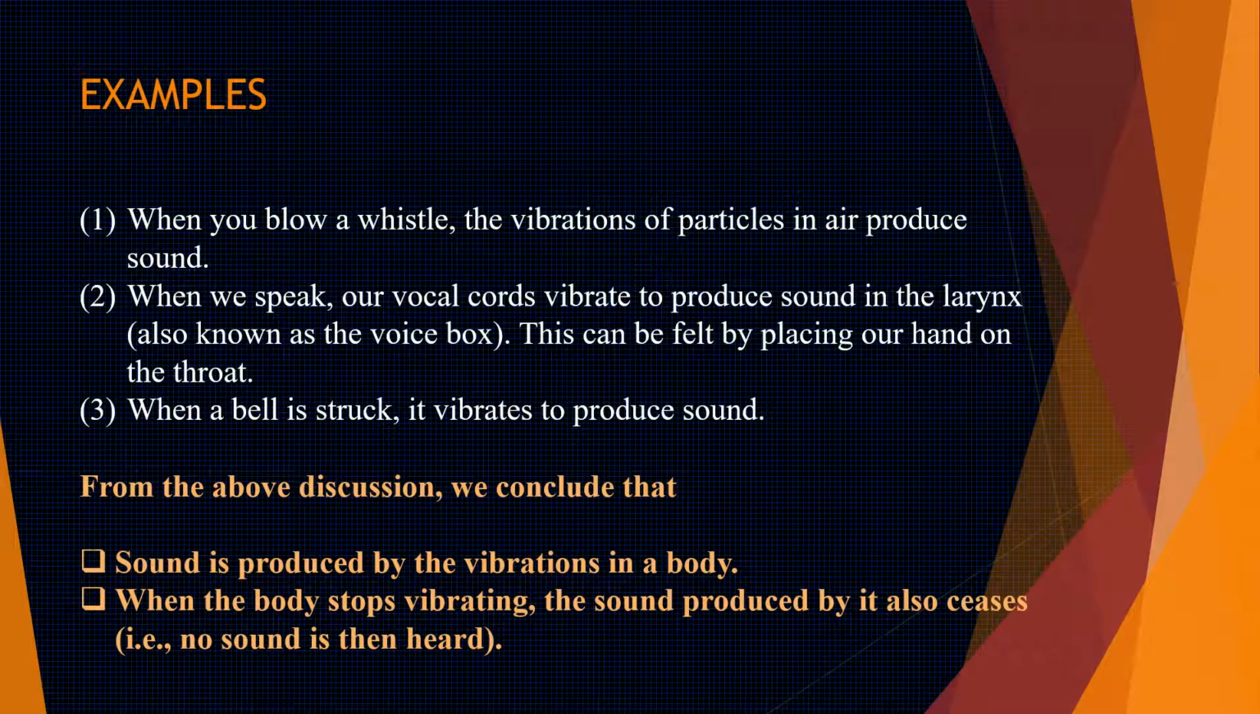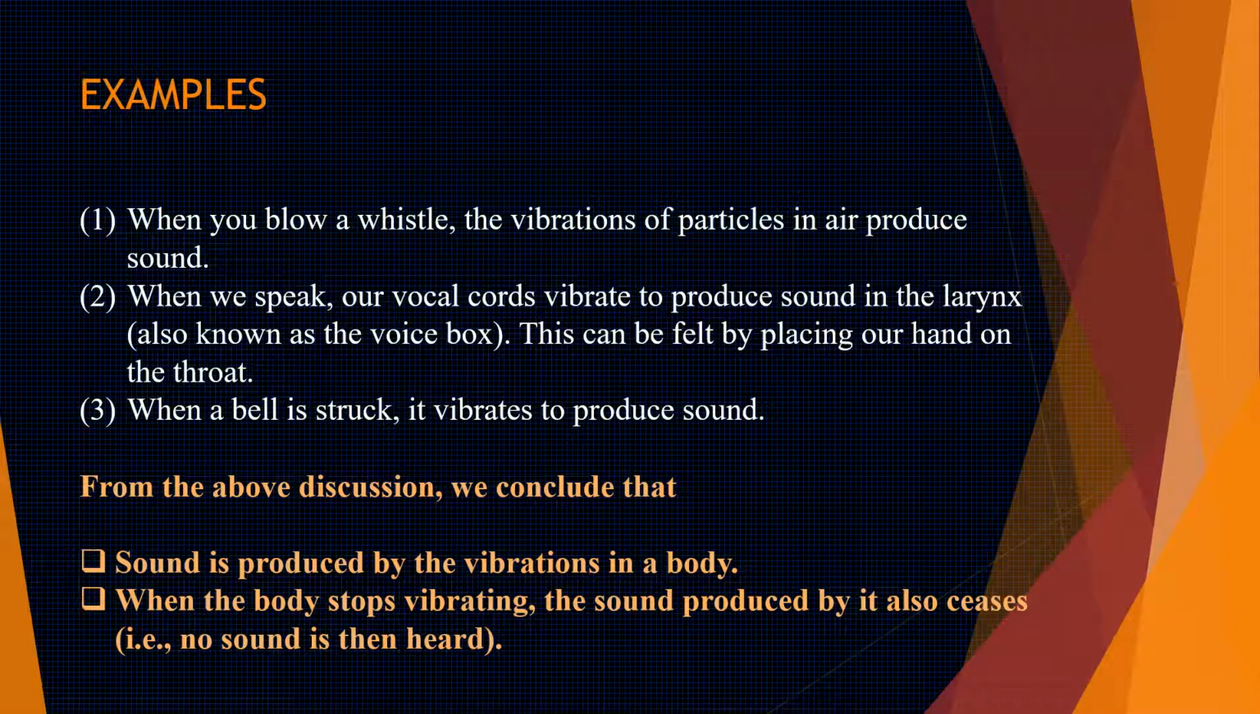Let us see a few examples which prove that each source of sound is a vibrating body. First, when you blow a whistle, the vibrations of the particles in air produce sound. Number 2, when we speak, our vocal cords vibrate to produce sound in the larynx, also known as the voice box. This can be felt by placing our hand on the throat. Number 3, when a bell is struck, it vibrates to produce sound. All these three examples prove that each source of sound is a vibrating body.